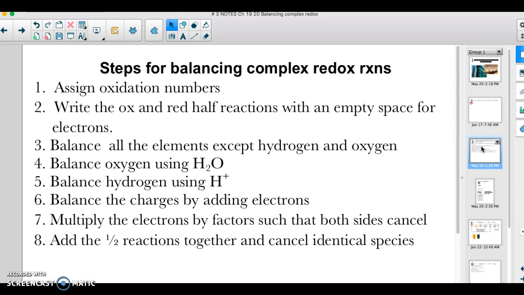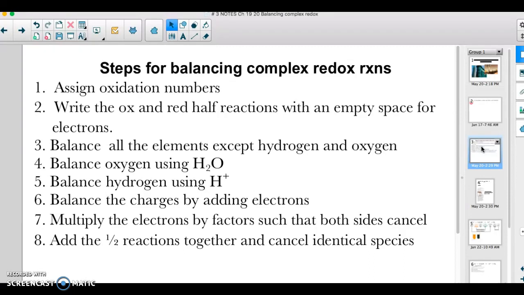These are the steps that we're going to use. The steps will make more sense when we start to apply them. But as we did when we wrote the simpler half reactions, we want to assign oxidation numbers and then write down which one is the oxidation, which one is the reduction half reaction. It's a little different though because we're going to actually leave an empty space for where the electrons would be.